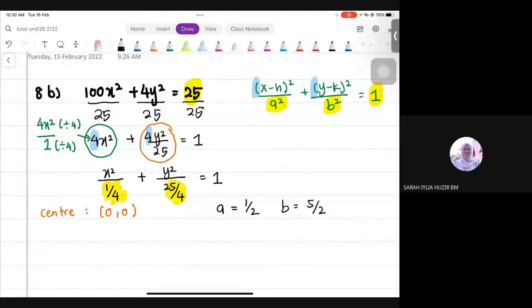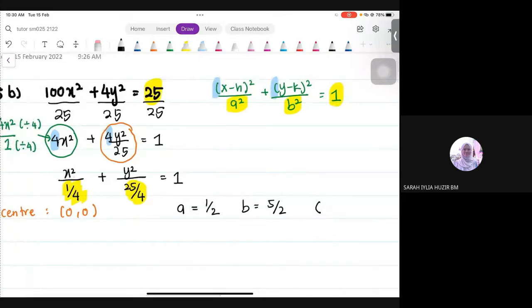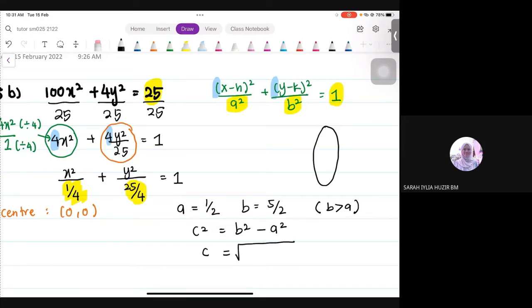Apa pentingnya dua benda ni? Kita nak tentukan siapa yang lebih panjang. So now we know B is greater than A. Maksudnya kita akan dapat ellipse yang menegak macam tu. So since B greater than A, C squared, in order to find that, mesti yang panjang tolak yang pendek kan? So B squared minus A squared. Squared tau, bukan B minus A. B squared minus A squared. So C squared would be, B squared is 25 over 4, A squared is just now 1 over 4. So our C would be 6.